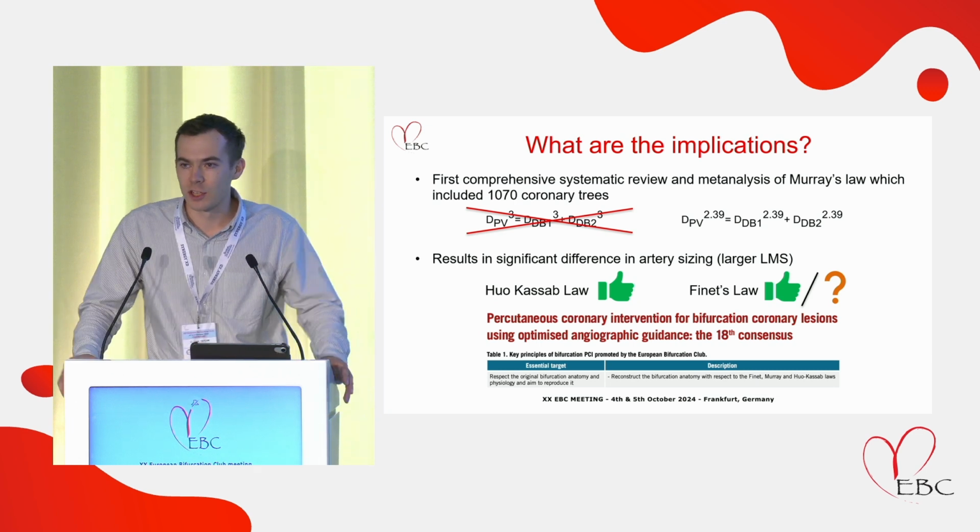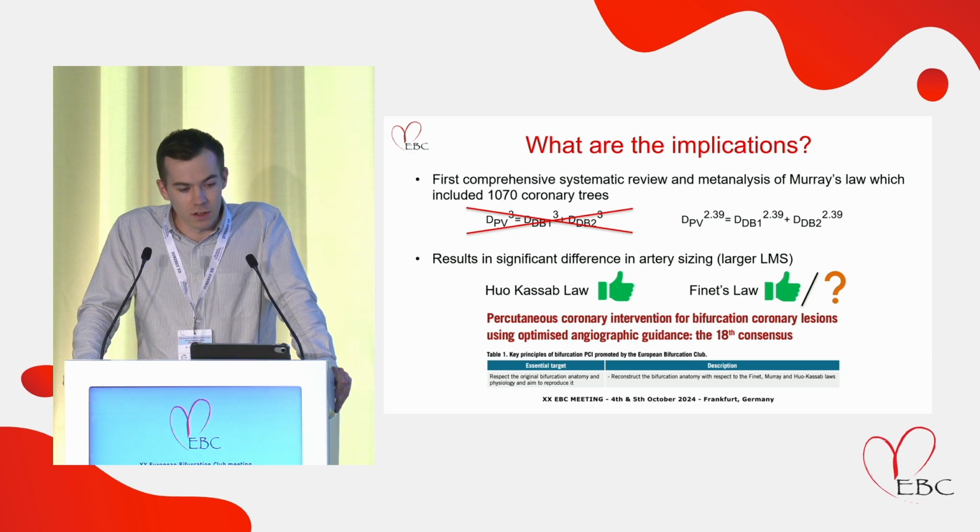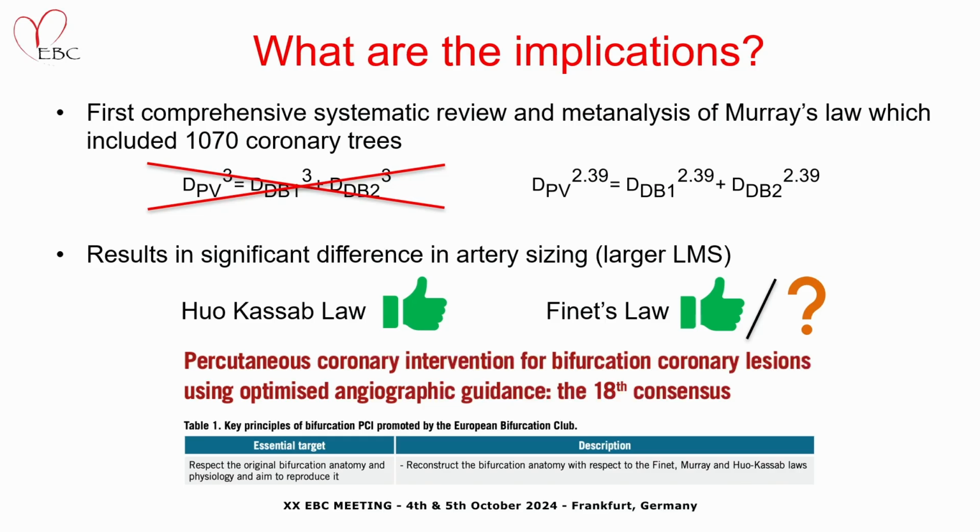And so what are the implications of all this? We did the first comprehensive systematic review and meta-analysis of Murray's law, which included data from over 1,000 unique coronary trees. We derived an optimal exponent of 2.39, and the confidence intervals on that excluded Murray's original exponent of 3.0. These results showed excellent agreement with Huo-Kassab and also Finet's law, but on the condition that a bifurcation is relatively symmetrical. As bifurcations become increasingly asymmetrical, our meta-analysis results conflict with what Finet's tells us.